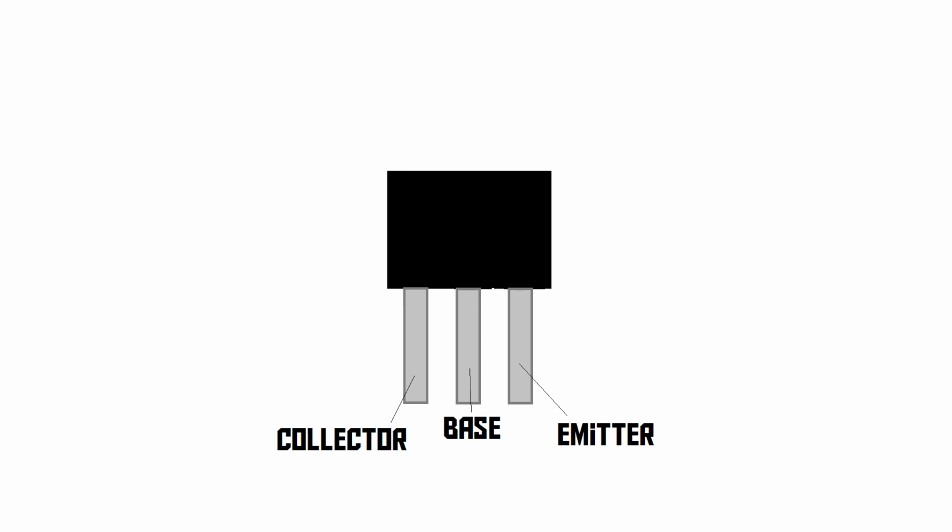Now, a transistor is basically some sort of valve for electricity. And this valve can be operated using that third pin, which is the base. It's kind of difficult to explain, but I've got a very nice simulation on my screen right here, which I'm going to use to explain properly how it works.